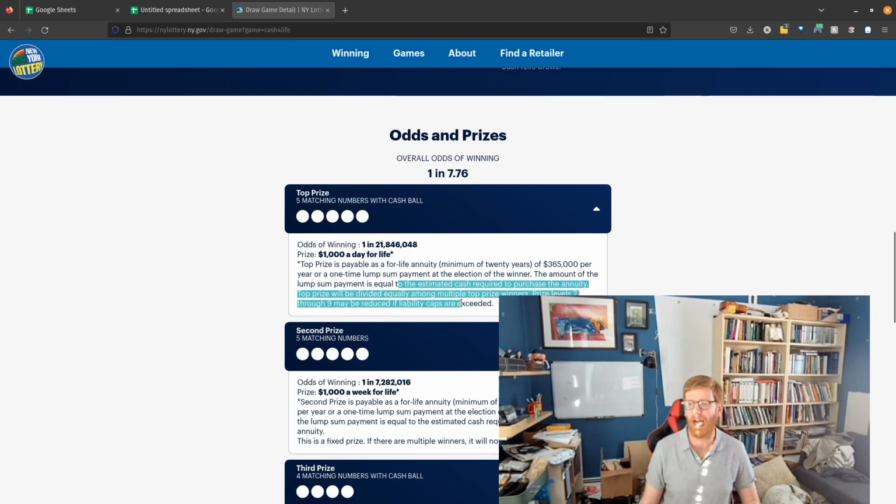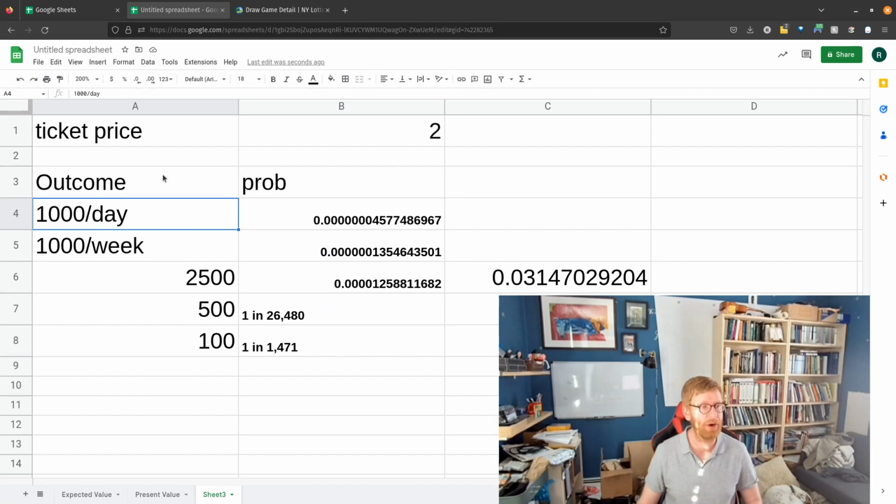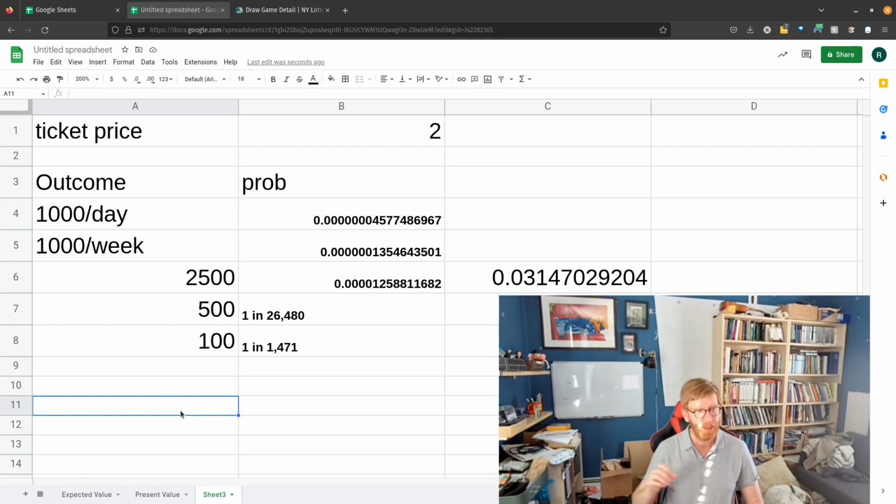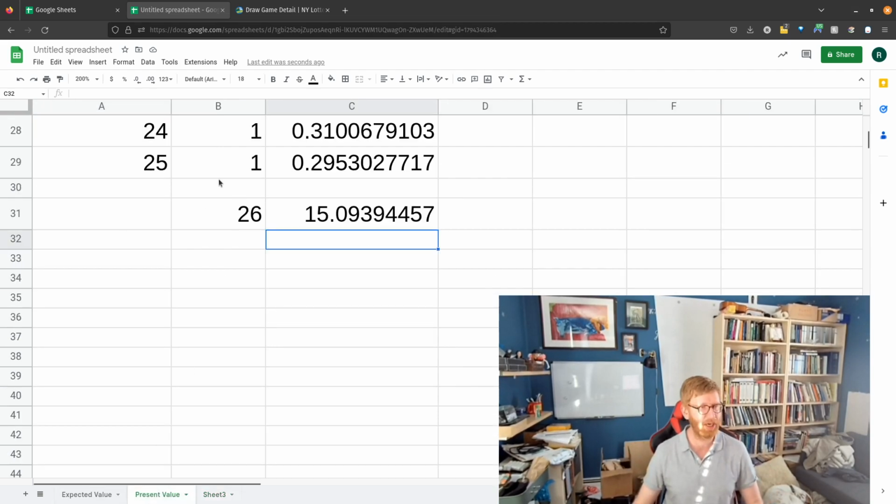Top prize will be divided. Okay, that's going to mess with our actual outcome. So if 2 people win, you actually get $500 a day. But let's not worry too much about that. Let's think about what $500 a day, $1,000 a day is worth. So we're getting $365,000 a year. Let me actually show you, very similar to present value.